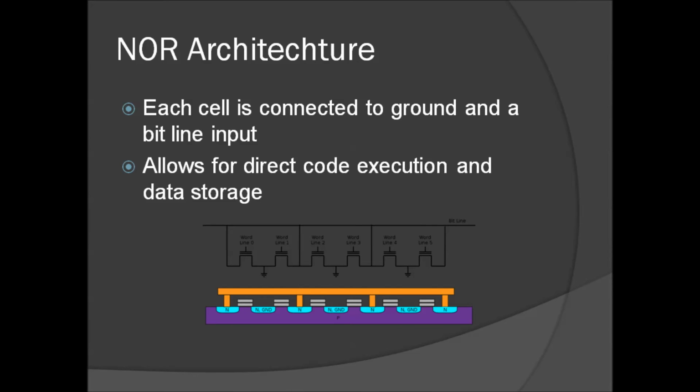In NOR-type devices, each cell structure has one end connected to ground and another end connected to the bit line. A logical 1 is the result of current flowing through the gate such that the bit line is pulled down. This architecture provides for individual cell access and direct code execution from the stored information on the device.